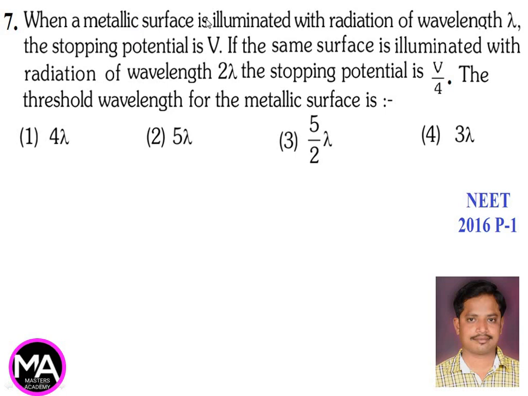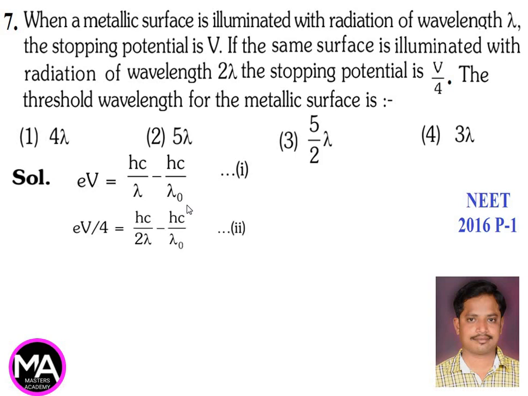Next problem. When a metallic surface is illuminated with radiation of wavelength lambda, the stopping potential is V. If the same surface is illuminated with radiation of wavelength 2 lambda, the stopping potential is V by 4. The threshold wavelength of the metallic surface is. Solution. Here, in the first case, when the metallic surface is illuminated with radiation of wavelength lambda, stopping potential is V. Therefore, E into V is equal to hc by lambda minus hc by lambda naught.